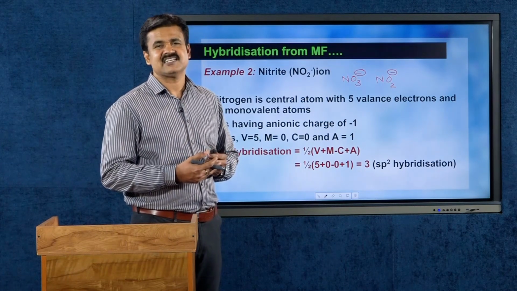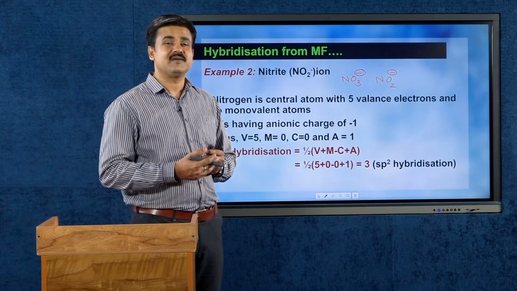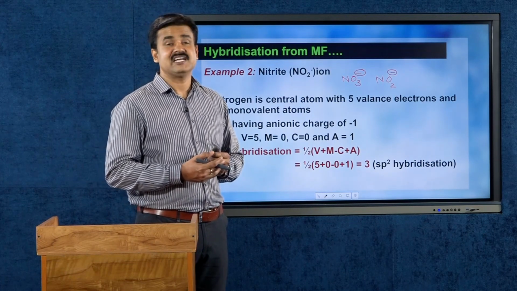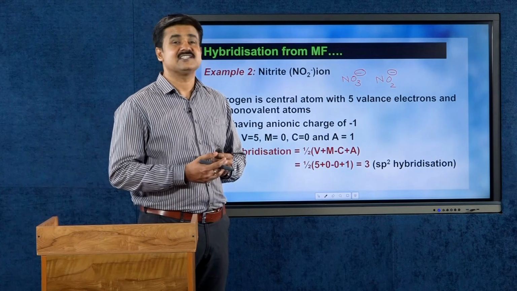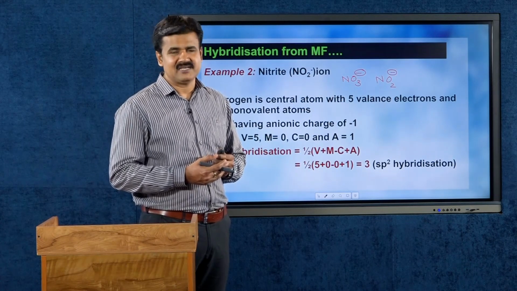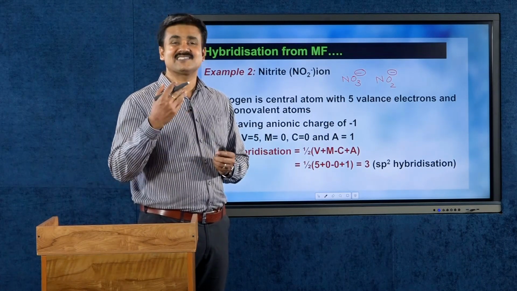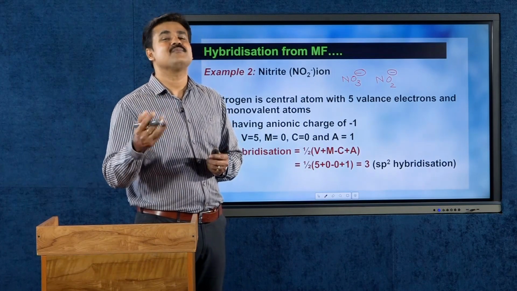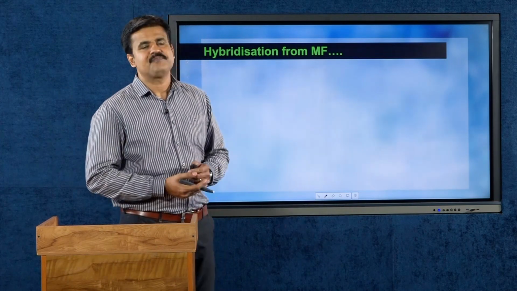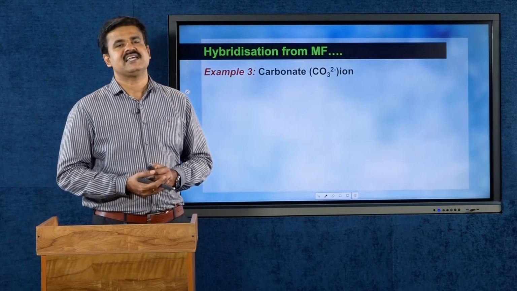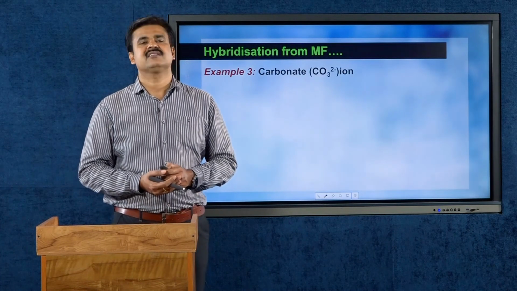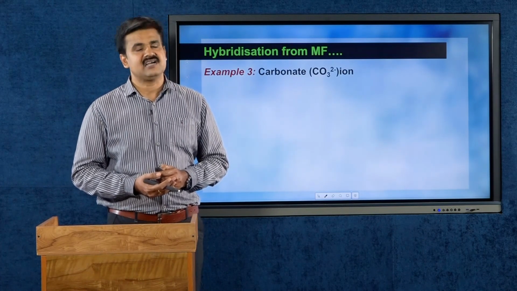SO4 2 minus is sulfate ion, SO3 2 minus is sulfite ion. They differ by one oxygen atom. Since oxygen is a divalent element, it should be noted that both the sulfate and the sulfite ions have the same hybridization. Now, we are discussing another example, another anion, that is nothing but carbonate ion.